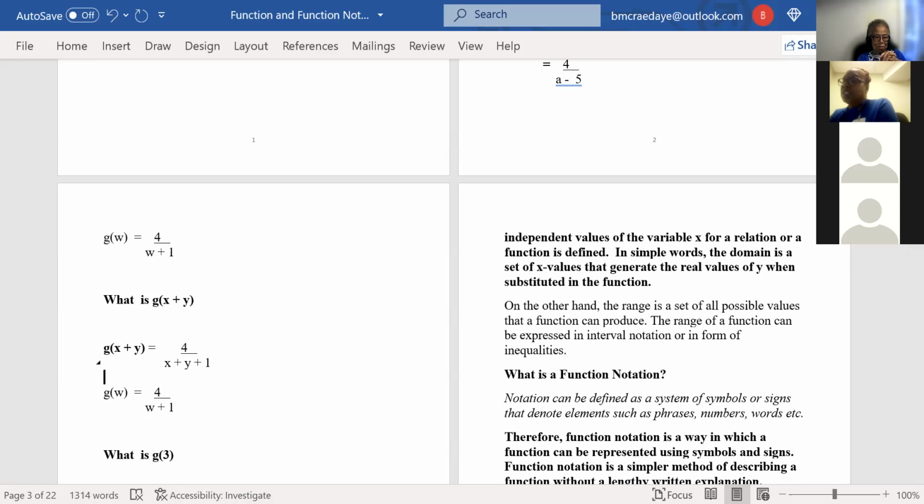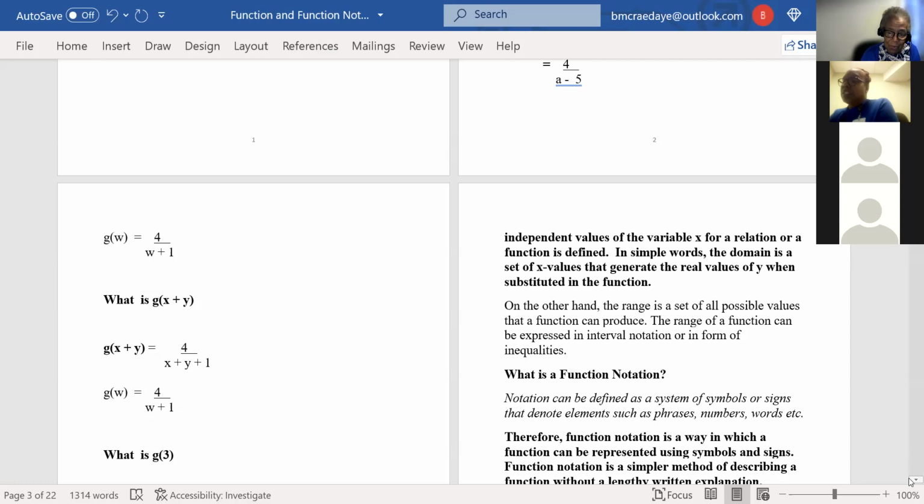4 over 3 plus 1. Which is what? 4. What's the final answer? 4 over 3 plus 1, which is equal to... 1. That's it, 1. You were forgetting the plus 1. Yeah, you put the 3 in. 3 plus 1 is 4, and 4 over 4 is 1.